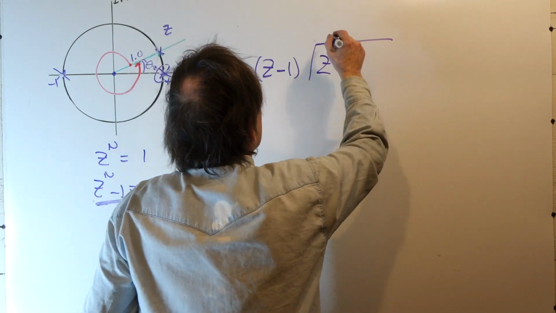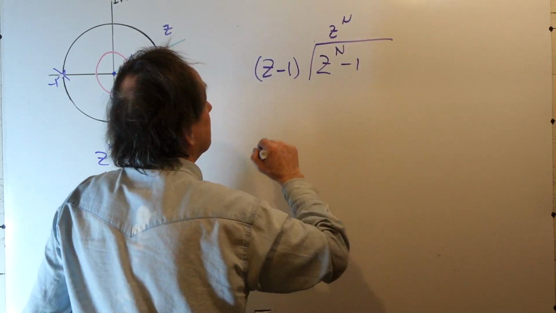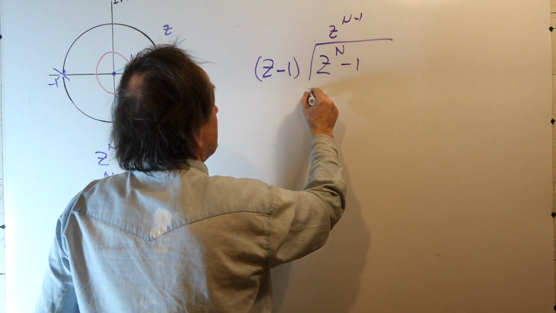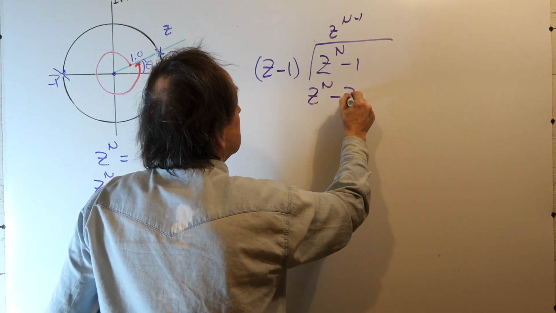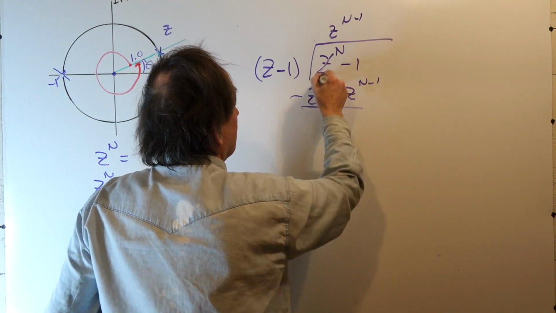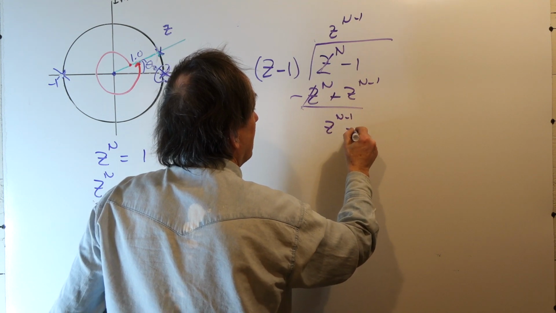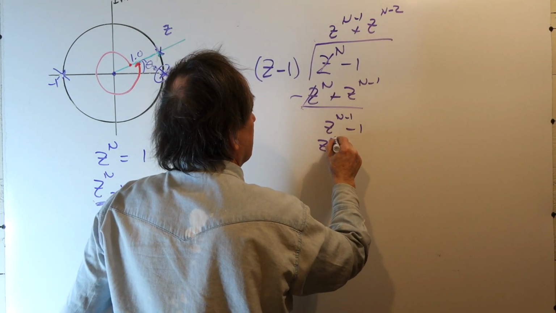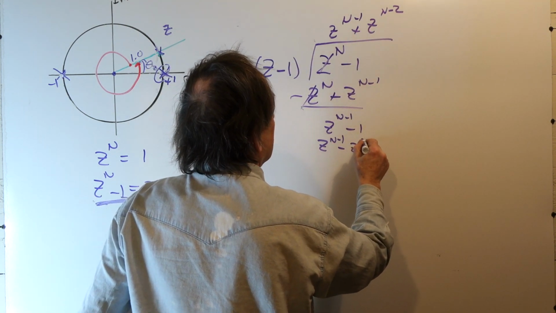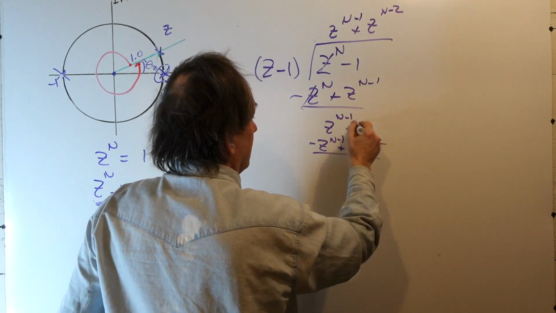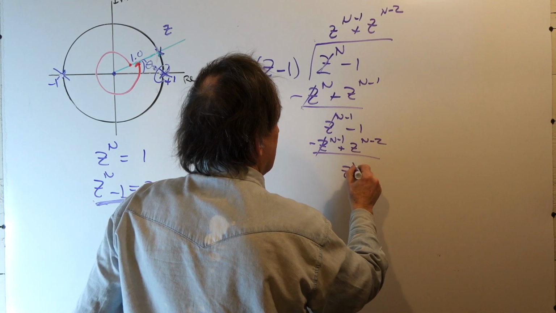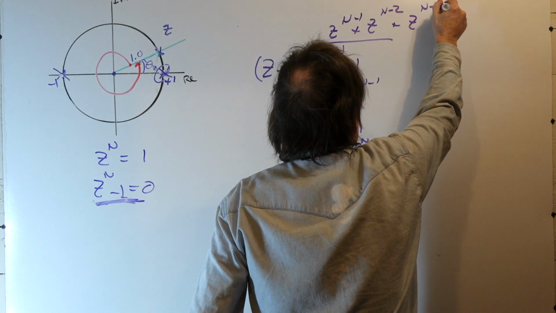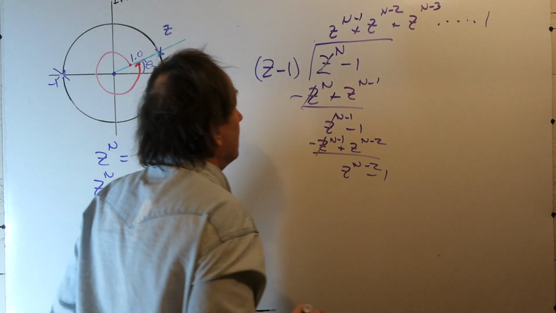So if we look at this and do the division, take z to the n minus 1 times z, this becomes z to the n minus z to the n minus 1. We subtract, those go out, we have z to the n minus 1 minus 1. So then we have z to the n minus 2. This becomes z to the n minus 1 minus z to the n minus 2. We subtract, we get z to the n minus 2 minus 1. You can see what's happening. The next one will be z to the n minus 3, and this will go on down to 1.